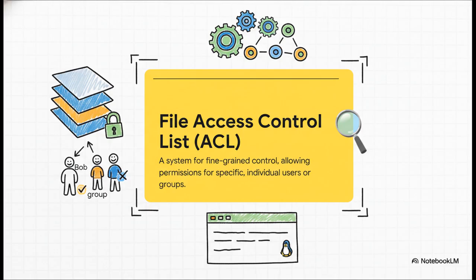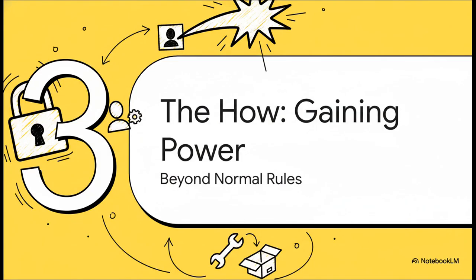It gives you incredibly fine-grained control when you need it. So, we have our users and we have our rules. But what happens when a normal user needs to do something that requires a bit more power, like, say, installing new software? This brings us to our next layer, the how. How can someone gain power safely?